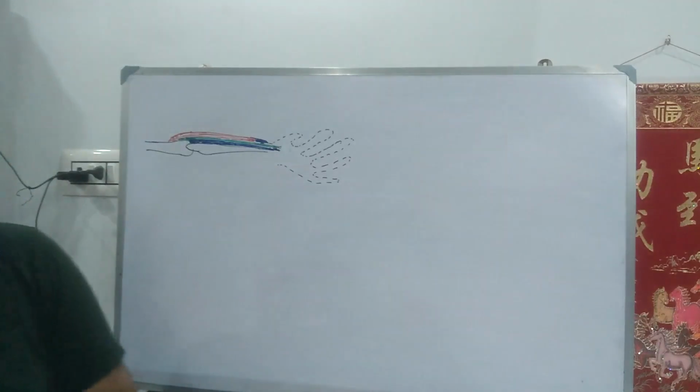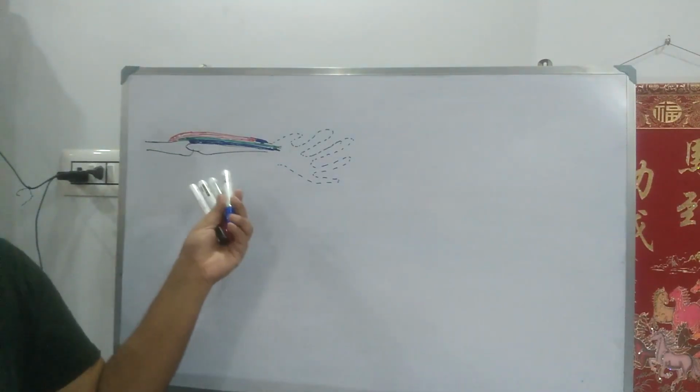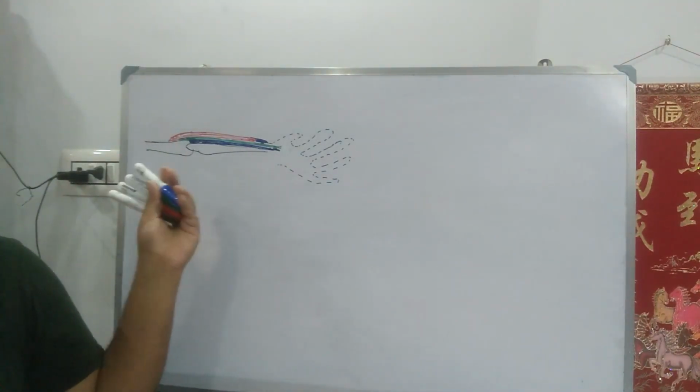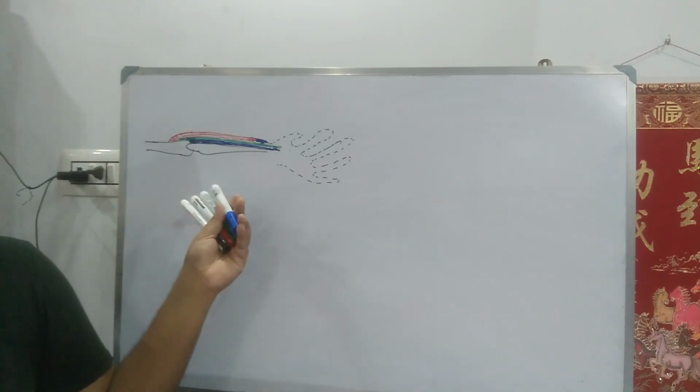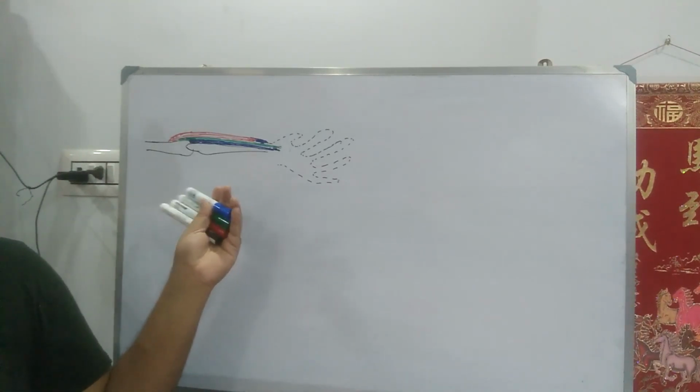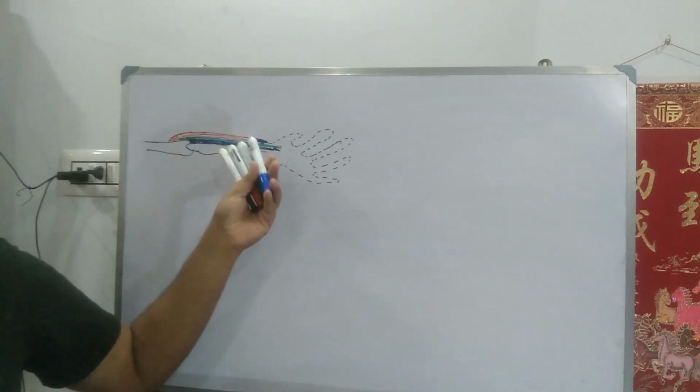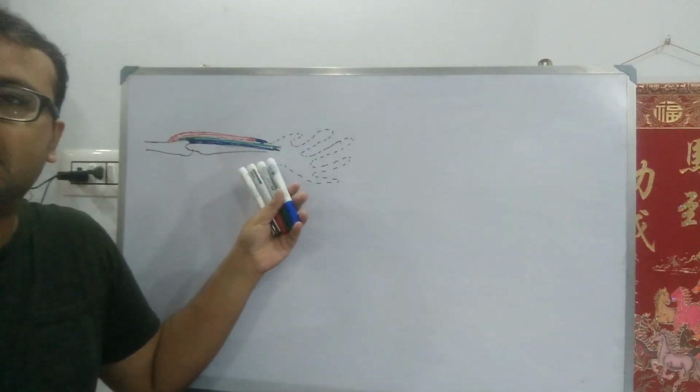So we have learned that this muscle is extensor carpi radialis brevis. And you understand that its action will be similar to the last one's action, that is extension at the wrist.